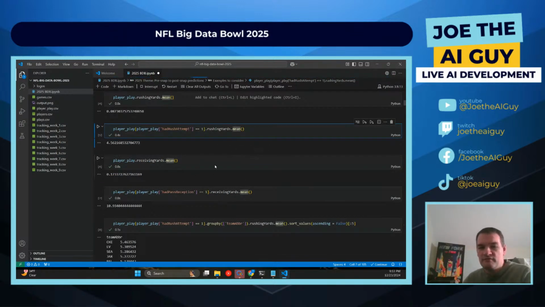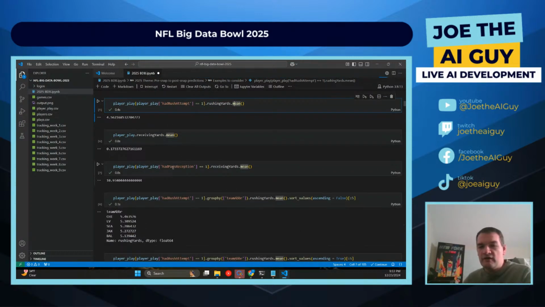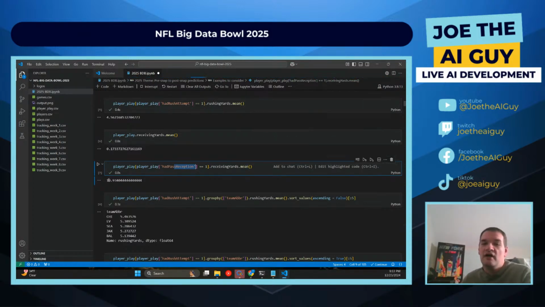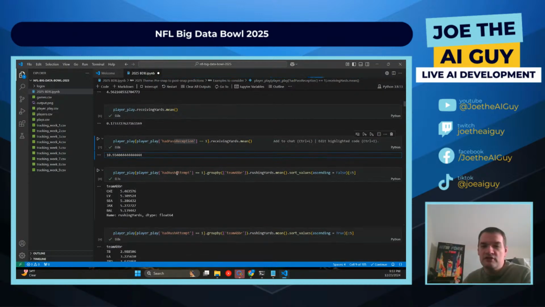A very similar thing happened for receiving yards. So we went through the same thing. We found out that that was the had pass reception, so who actually caught the ball on a given play. But be careful, because they had to have caught the ball to have receiving yards. So this is not your average yards per pass attempt. This is average yards per reception. That'll come in important later, because for some of the initial models that we were building for run versus pass, the player had to have a reception versus an incompletion. And so that caused some slight changes in our model performance once we shifted those correctly.